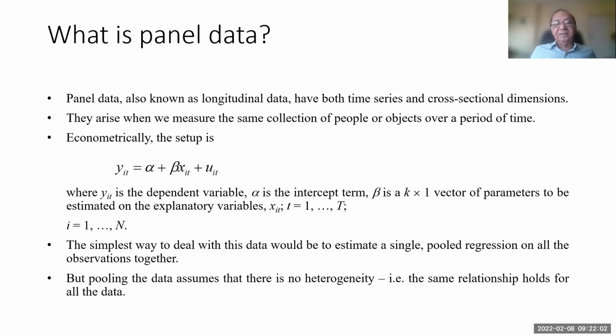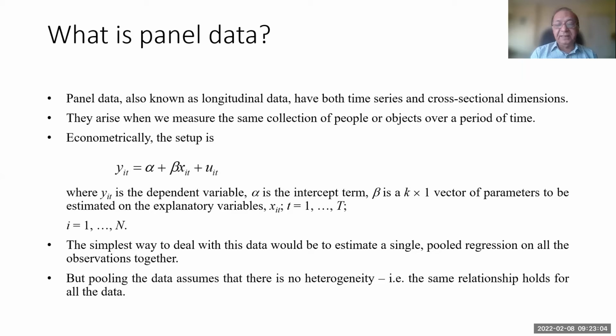They arise when we measure the same collection of people or objects over a period of time. Econometrically, the setup is Y_it. I means the company and T means the time. So the model will be Y_it = alpha + beta X_it + error term u_it, because the error term will be for each year as well as for each company. Where Y_it is the dependent variable, alpha is the intercept term, beta is a k into 1 vector of parameters to be estimated on the explanatory variables X_it. T means time, from 1, 2, 3, 4 up to T. I means the number of companies.